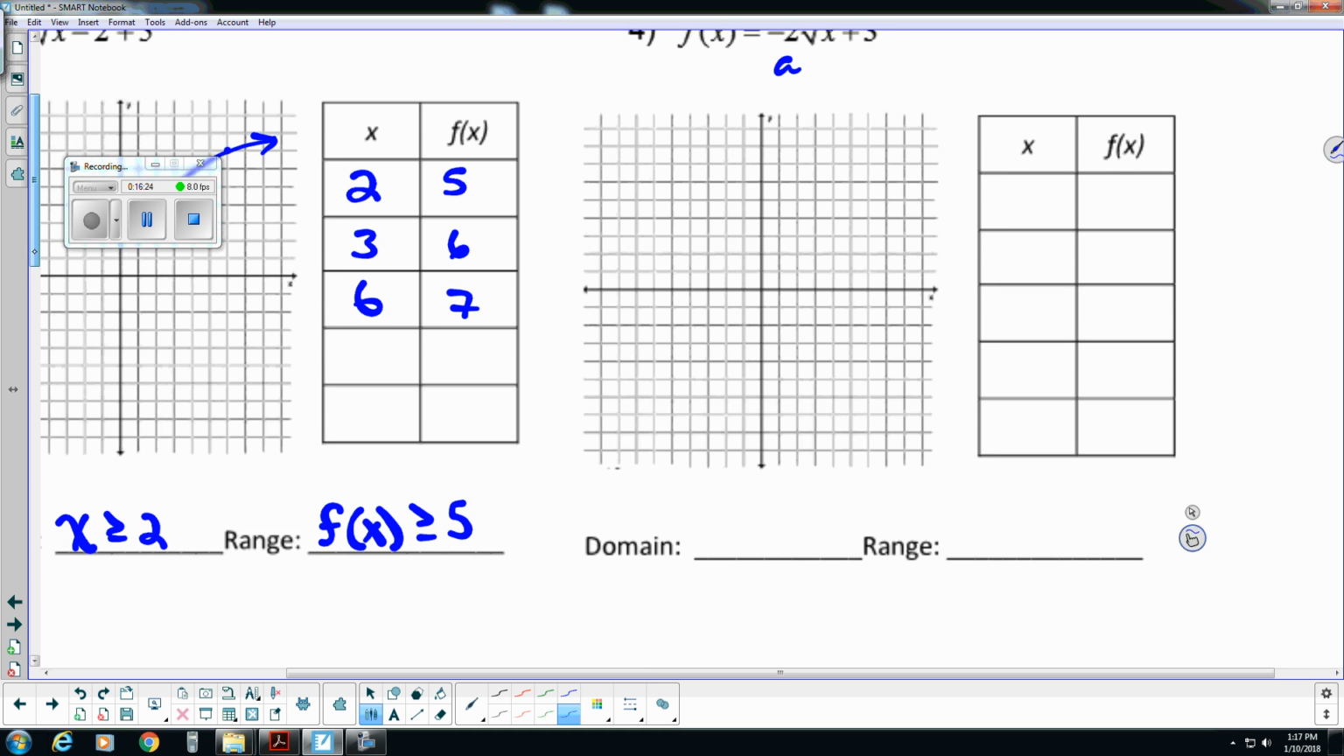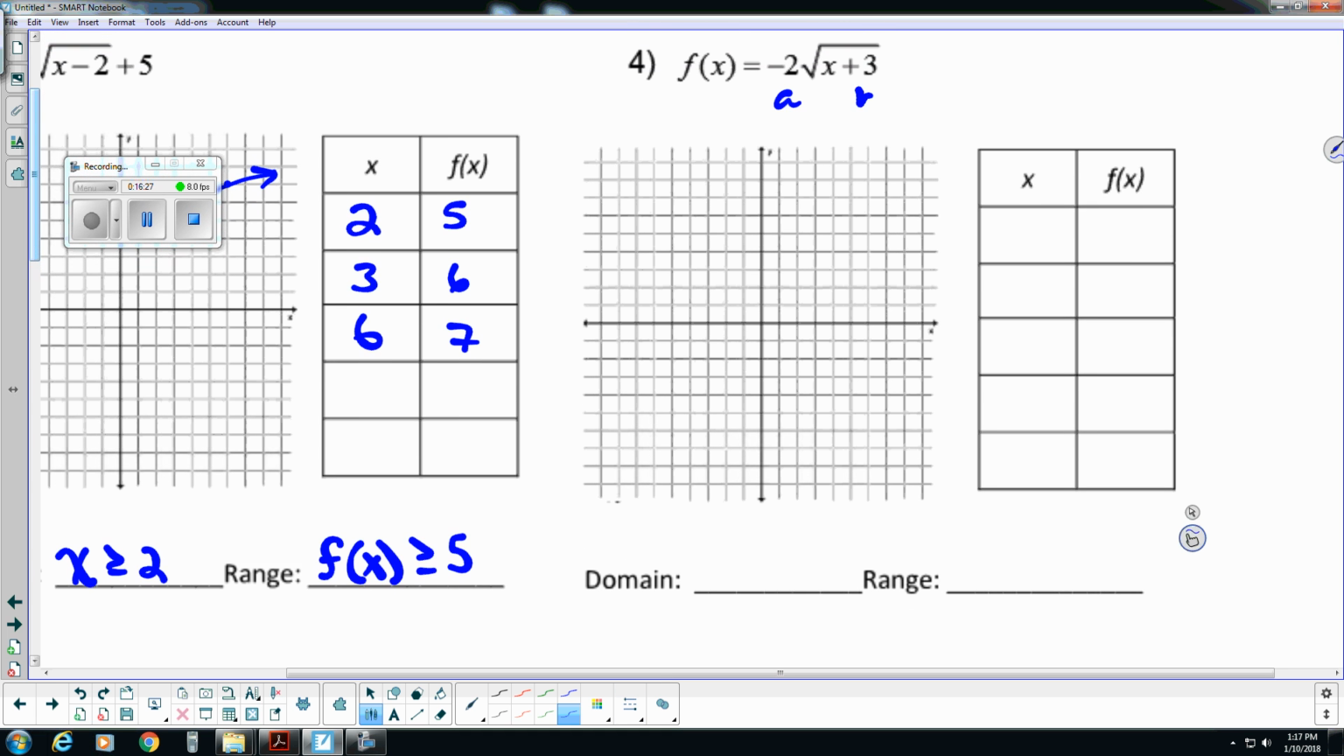Our h value is here, and then again, our k value is going to be 0. So this time, since a is less than 0, or negative, the sign on our range is going to change. F of x is going to be less than or equal to our k value. So f of x is going to be less than or equal to 0. We still find the domain the same way. So I take what's under the radical sign, set it greater than or equal to 0, and solve for x. So x is greater than or equal to negative 3. That's my domain.